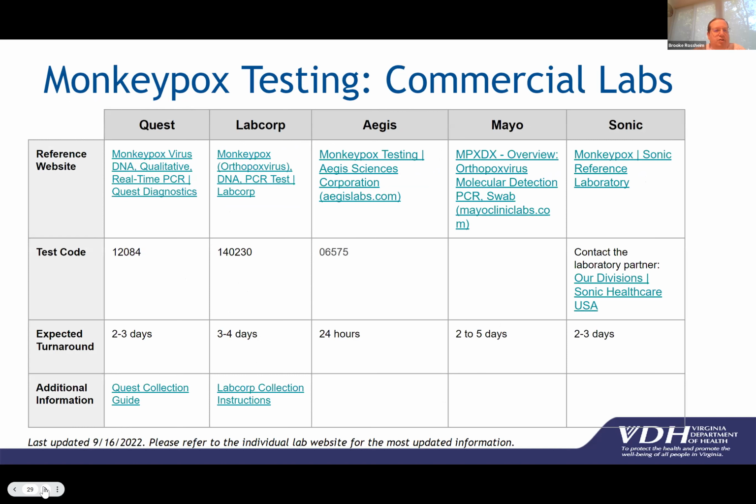This is a chart, really just to provide you with an overview of the labs that are currently doing monkeypox testing. I've looked at all of these links, and they all work. We've given you some of the test codes where we had them, the expected turnaround time, and then you can see some additional information for Quest and LabCorp regarding how they want specimens collected. Again, please consult the lab information as to how they want a particular specimen collected. Next slide.